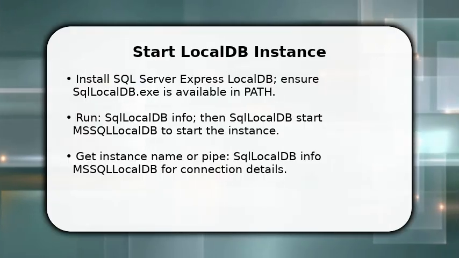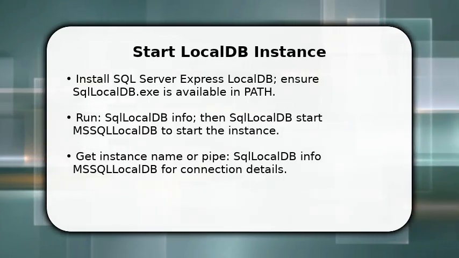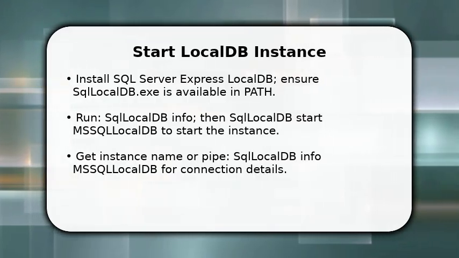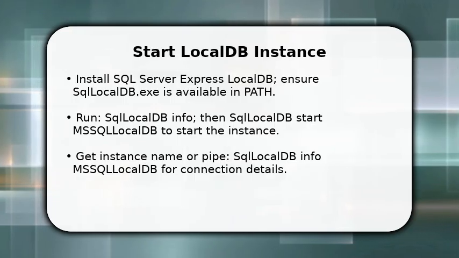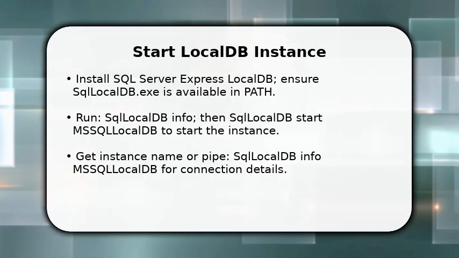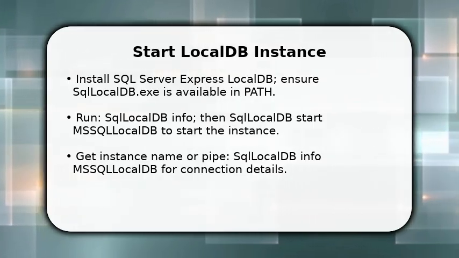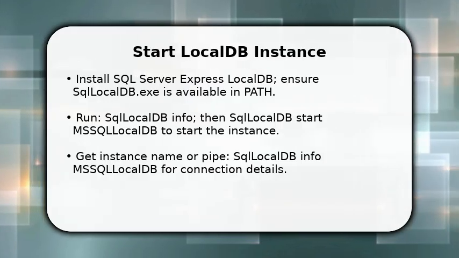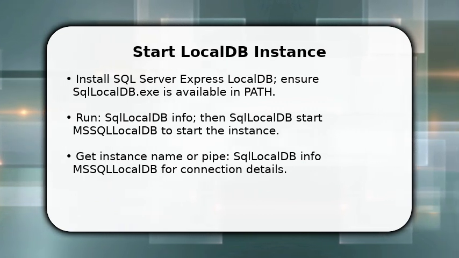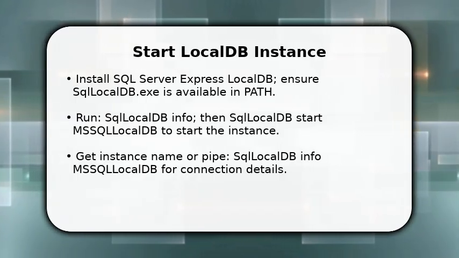You begin by ensuring LocalDB is running. This is why starting the instance is the first action. Open a command prompt, run SqlLocalDB info to list instances, then start the one you need with SqlLocalDB start MSSQLLocalDB. Once done, copy the instance name or named pipe shown by SqlLocalDB info MSSQLLocalDB. You need that identifier for SSMS. Make sure you run these commands as your user because LocalDB runs in your session. This avoids permission mismatches later.